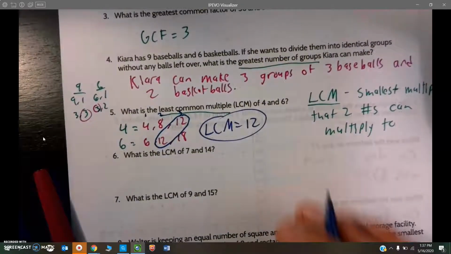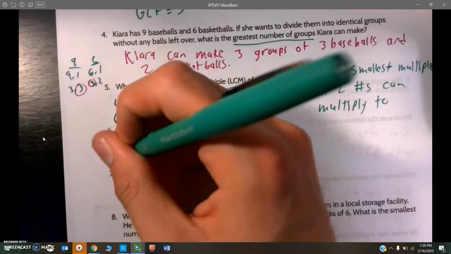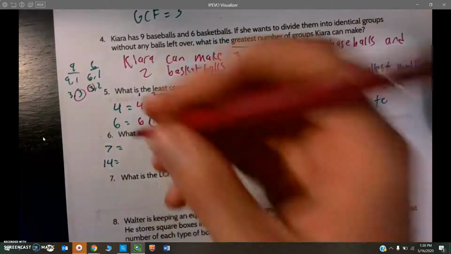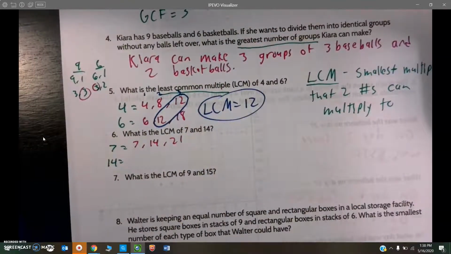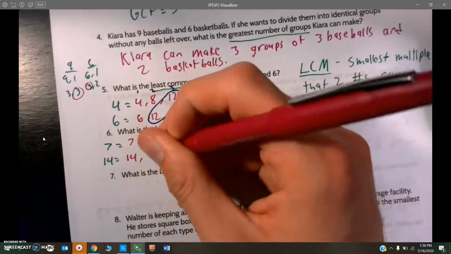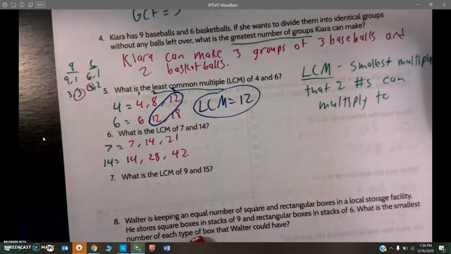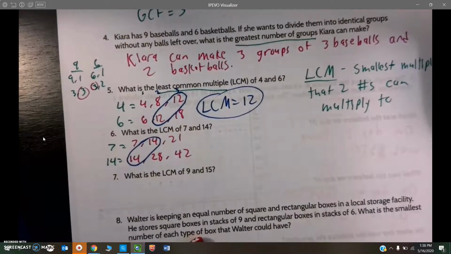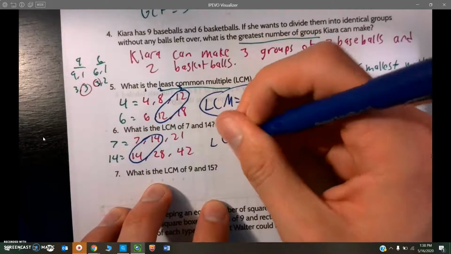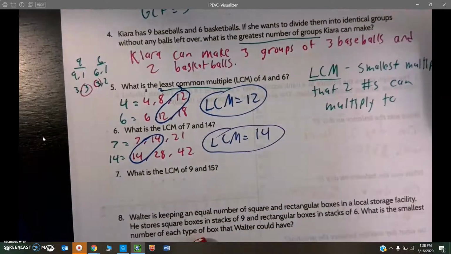What is the LCM of 7 and 14? If I was multiplying these numbers, where is the first place they would meet? 7 times 1, 7 times 2, 7 times 3, 14 times 1, 14 times 2, 14 times 3. And they actually would meet right off the get-go, because 14 is a multiple of 7. So then, the least common multiple, the first place they'd meet is 14. 14 times 1 and 7 times 2, both are 14.